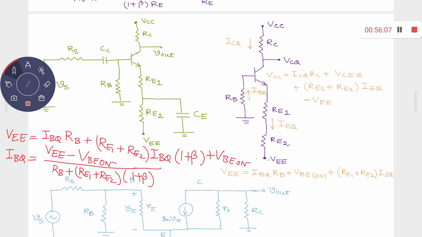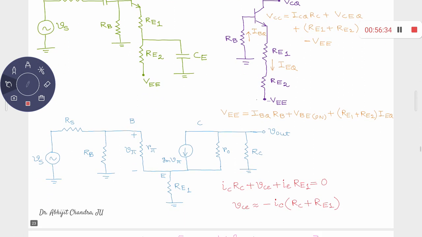you know, for the transistor to operate, and the different resistor values RB, RE1, RE2, and beta is given, then you'll be able to find IBQ. Once IBQ is given to you, you'll be able to find ICQ, beta times IBQ. And then, if you just plug in those values, then you'll be able to find out what my VCEQ is.